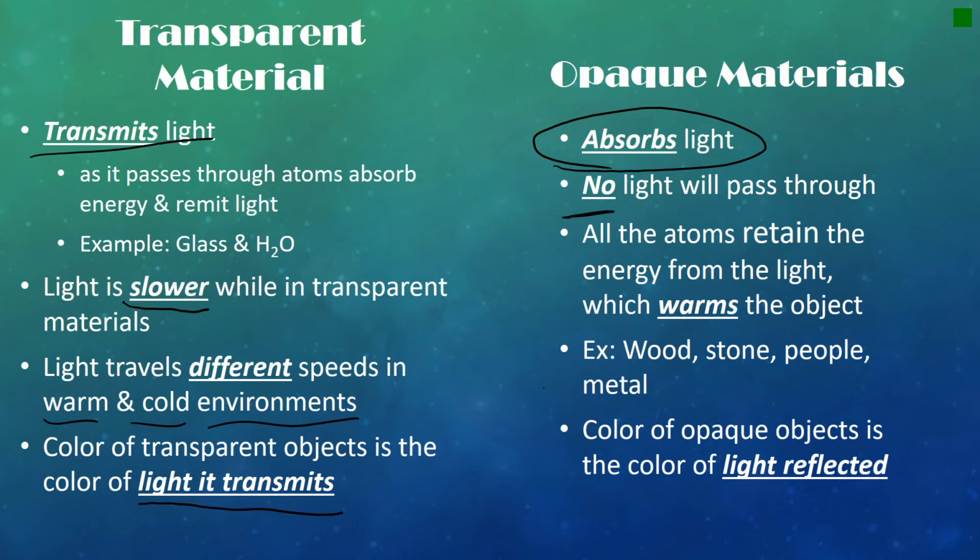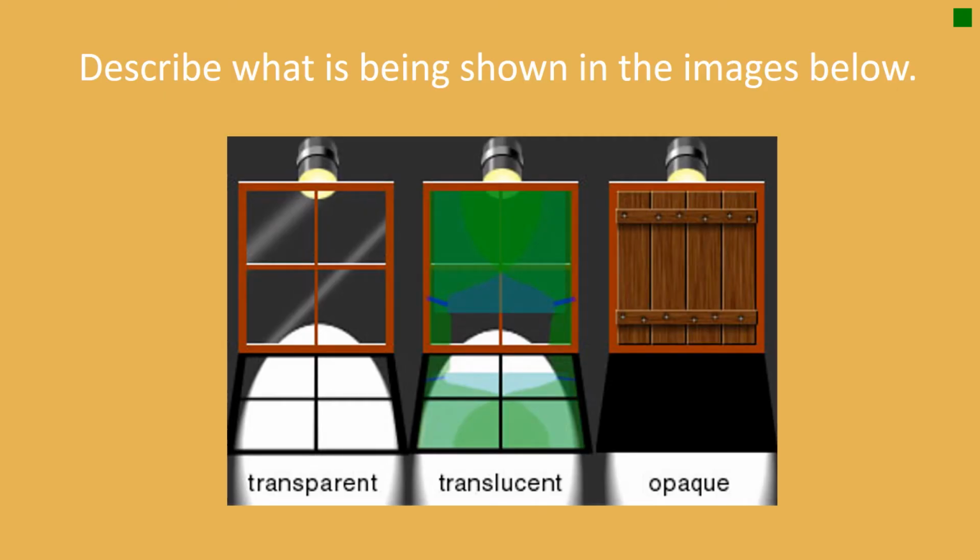These are just some examples: wood, stone, people, metal, things that actually absorb light and do not allow it to go through. For this one, the color of the opaque material is the one that's reflected. It's a very similar idea to these. One is reflected, meaning it's bounced back at you, and one is transmitted, meaning light goes through it.